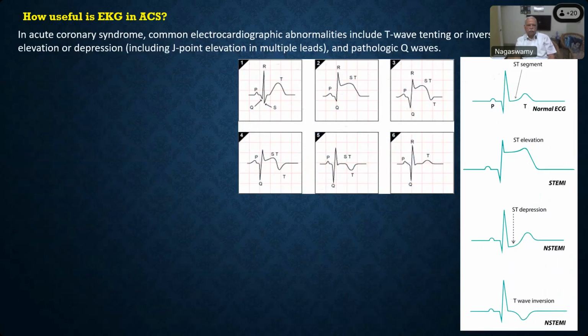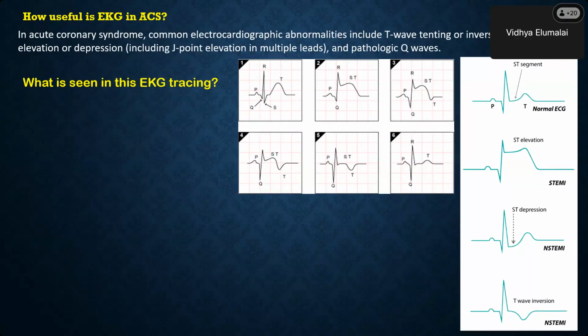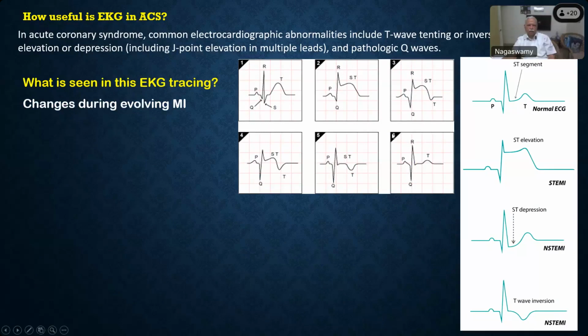So what is seen in this EKG? Can you identify the various things? It is given 1, 2, 3, 4, 5, 6. Progressive increase, development of Q wave. Excellent. Okay. Changes, ST elevation, evolving. This is called evolving MI. So from the normal, the ST segment is gradually going up and up, producing a curving of the ST segment, and then it ultimately becomes Q wave inversion with a long pathological Q wave. So this is a progressing MI.